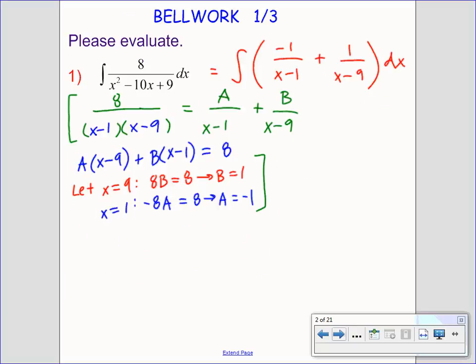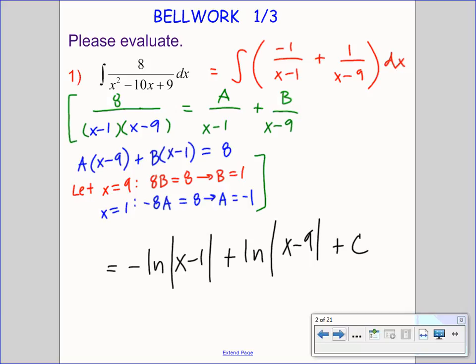Where should I go? I guess down here. Negative ln absolute value of x minus 1 plus natural log absolute value x minus 9. Close bars plus c. Awesome.